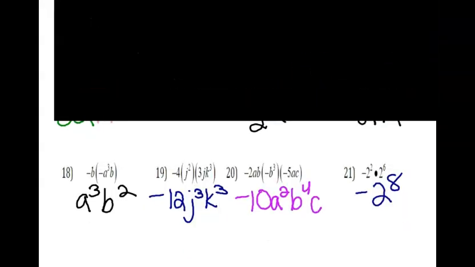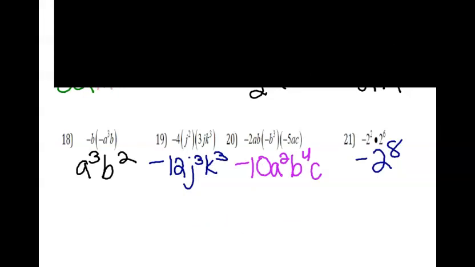All right, so we're looking at these next ones. 18, a to the 3rd, b squared. 19, -12, j to the 3rd, k to the 3rd. So j cubed and k cubed. All right, and 20, -10, a squared, b to the 4th, and c. So again, if it doesn't have a partner, it still needs to be part of the answer. And if it's just a b, that is b to the 1st power. 21 would be -2 to the 8th. Again, we're leaving it in exponential form.